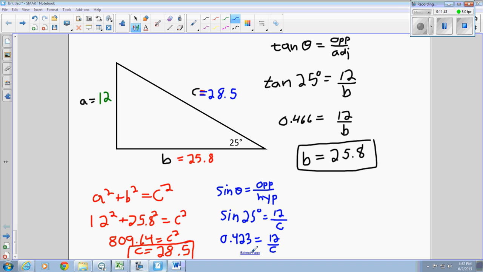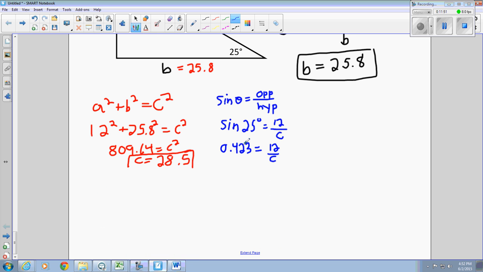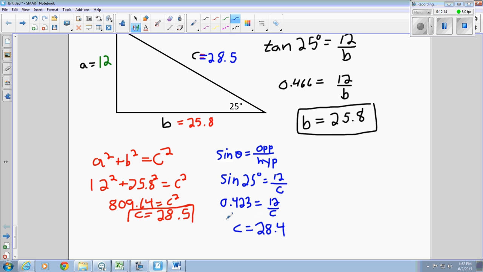And if we solve for C, cross multiply that, we'd have 12 divided by 0.423 is equal to, rounded, C would be equal to 28.4. Pretty close. Okay, rounding kind of gives you slightly different answers, but that's not much different. We've proven that the sine function can work just as well as using the Pythagorean theorem in this case.